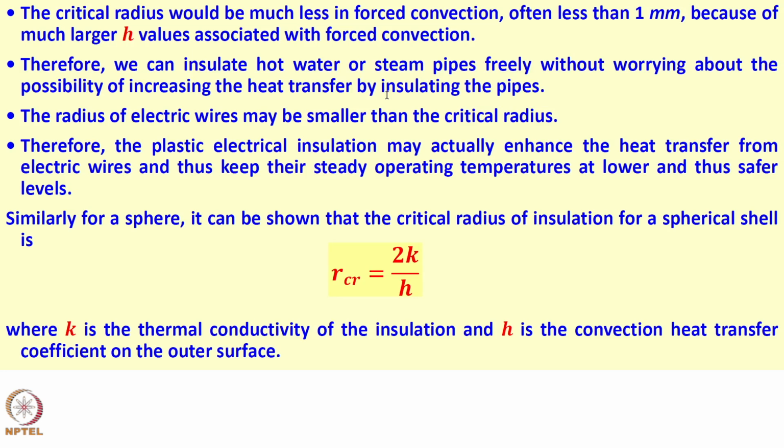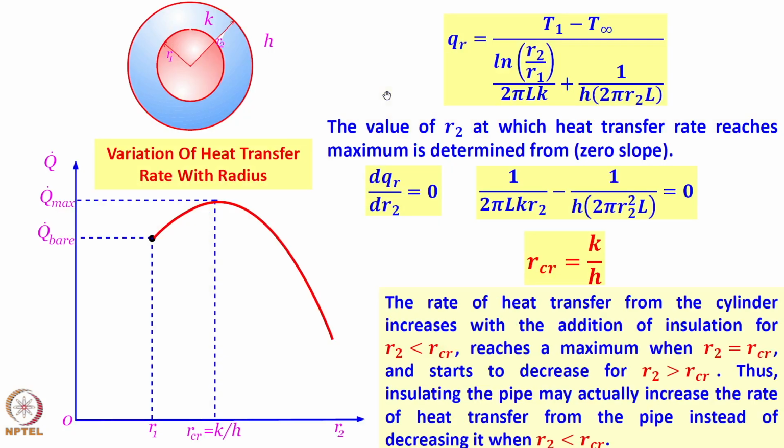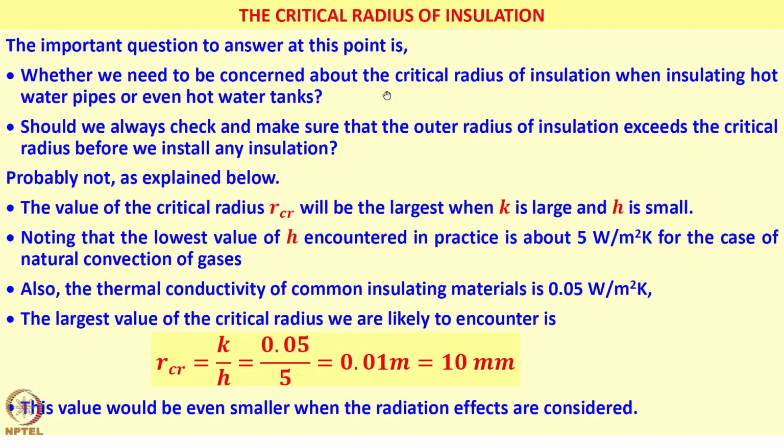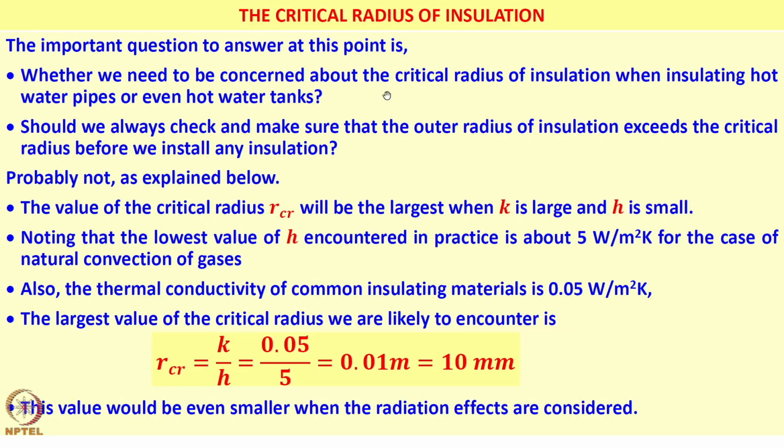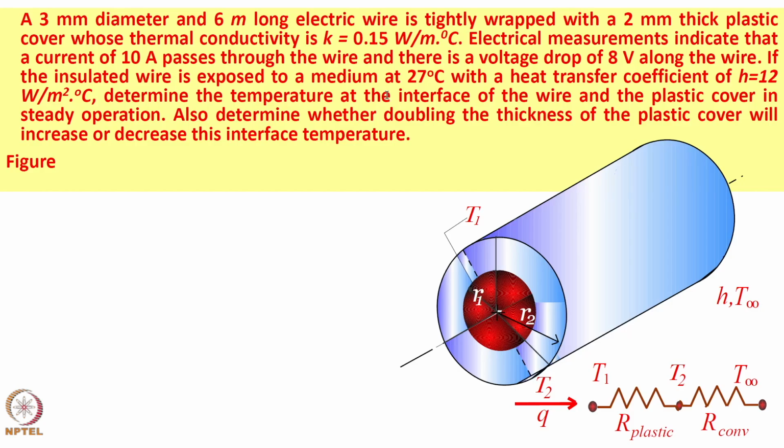You can also do the same analysis for a sphere by writing the appropriate equation for the conduction resistance of a sphere and the convective resistance. Do the differentiation, and you can show that the critical radius is 2k by h, whereas for the cylinder it was k by h. Okay. You can do that.